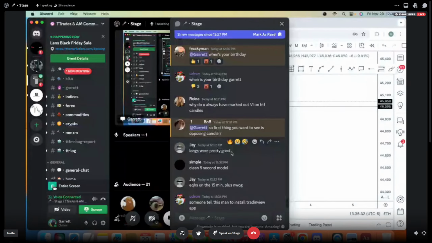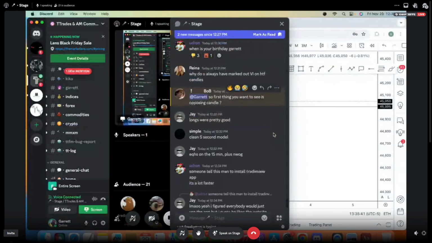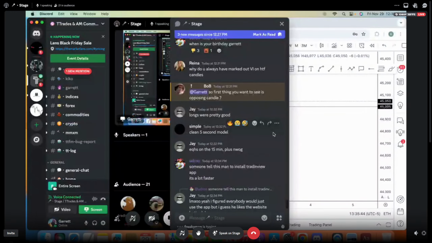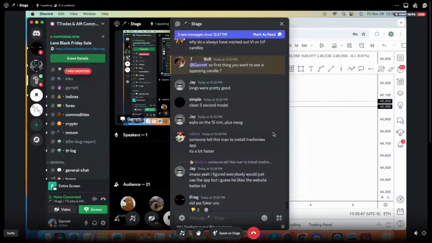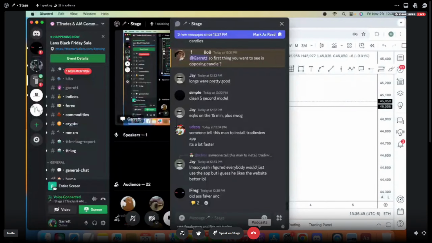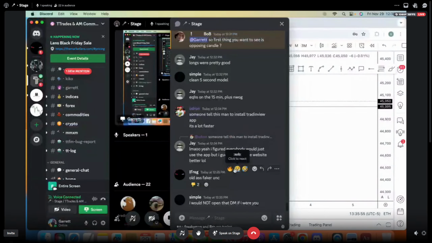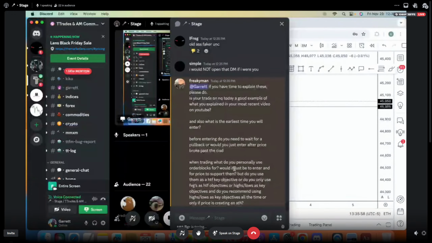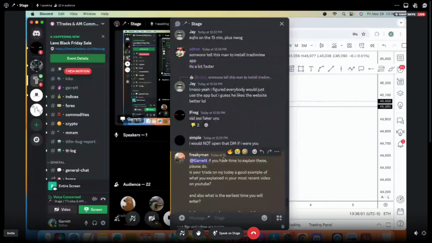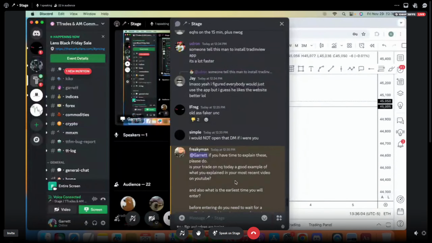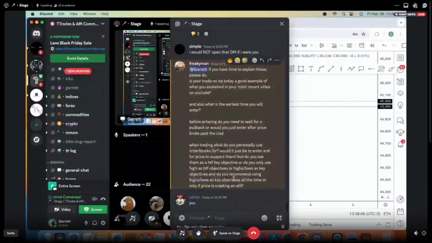Yeah, longs are pretty good. First thing I want to see is opposing candles. For what? Not necessarily. TradingView app on Mac? Yeah, I wouldn't open that either. I'm definitely not opening that DM. Holy moly.